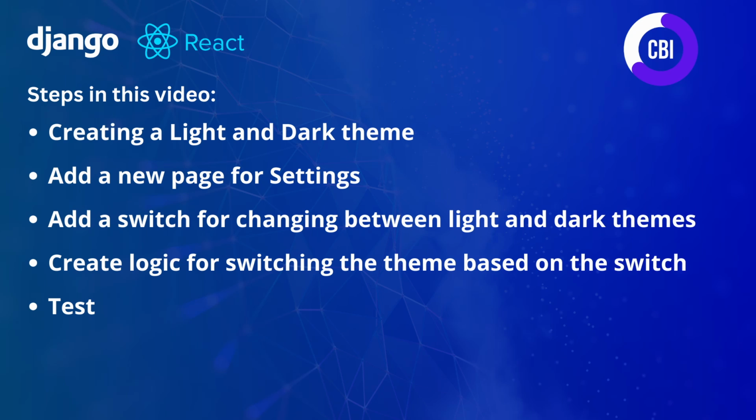First we're going to be creating a separate light and dark theme inside of our code. Then we're going to be creating a new page for settings, after which we will add a switch on that page for changing between the light and the dark theme. Then we're going to be creating the logic for what needs to happen when the user actually uses the switch. And as a last step, we're going to test to see if everything works the way that we expect.